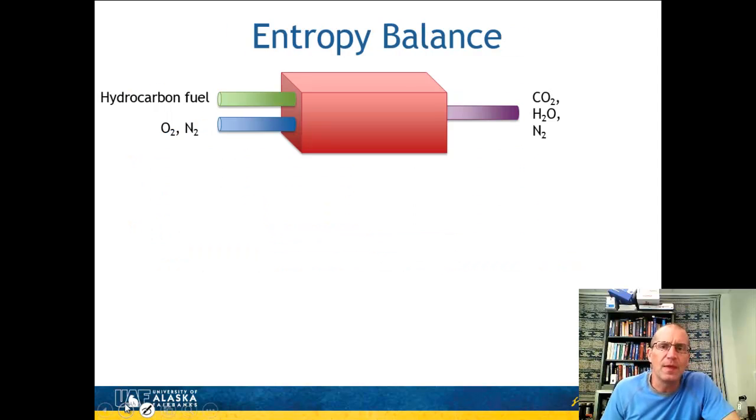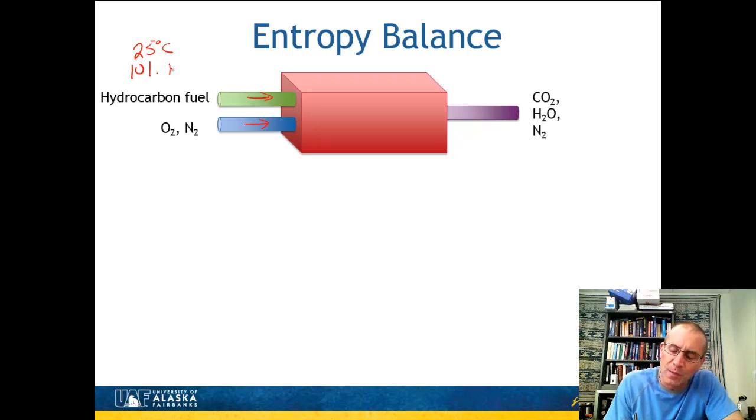So let's talk about the entropy balance. We've seen an entropy balance back in Chapter 7 of Basic Thermodynamics, but now what we have is a reacting system. Let's imagine I have a hydrocarbon fuel coming in one pipe, and oxygen and nitrogen, which would be a mixture of air, coming in a second pipe. We'll say this comes in at about room temperature, about 25 degrees Celsius, and atmospheric pressure, so about 101 kPa. And we'll have this coming out at 101 kPa as well, so some sort of a constant pressure combustion process.